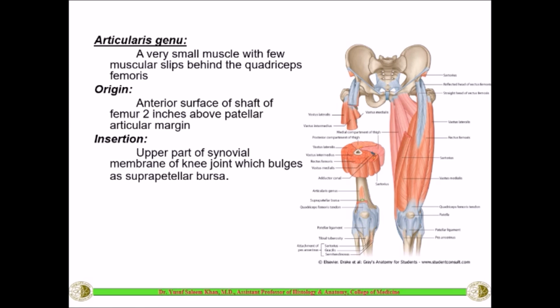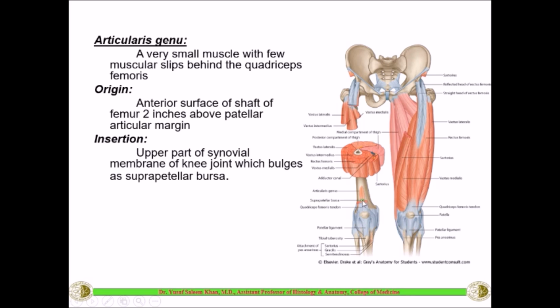The insertion of this articularis genu is into the upper part of the synovial membrane of the knee joint, which bulges as the suprapatellar bursa. If you see here, this is the knee joint, and there is a small bursa here, which communicates with the knee joint. So this synovial membrane, which covers the knee joint, also covers the bursa.